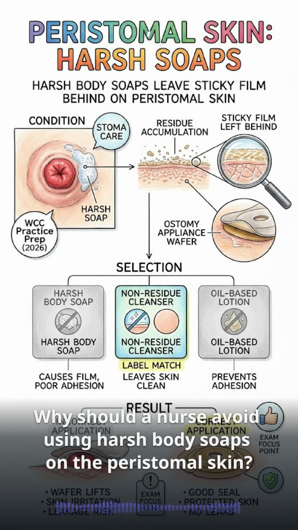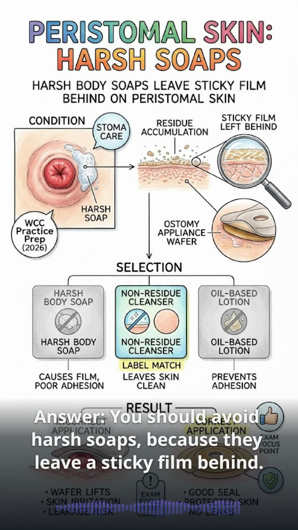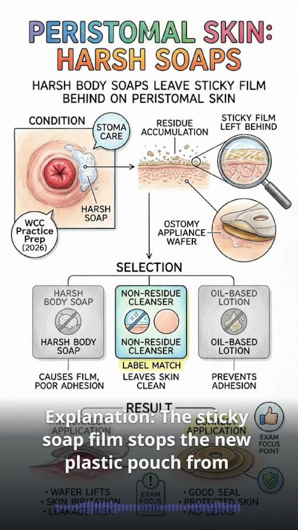93. Why should a nurse avoid using harsh body soaps on the peristomal skin? You should avoid harsh soaps, because they leave a sticky film behind. The sticky soap film stops the new plastic pouch from sticking tightly.